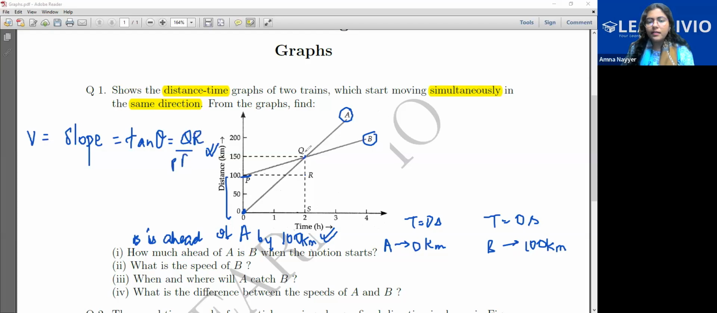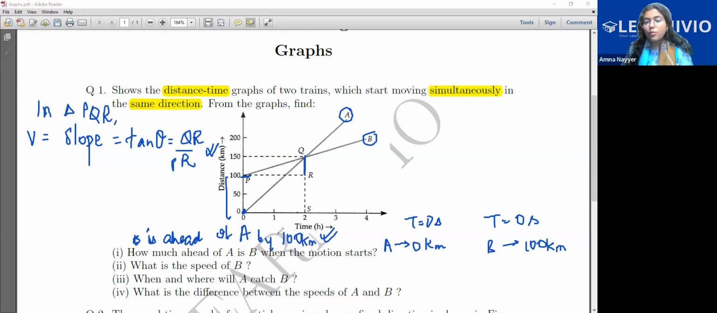Why am I picking this triangle only? Why not this triangle or any other triangle? Because for any other value, the A's value will be 0. We have to choose a point when both the bodies are moving and are covering some distance. Here at this 100, at least in triangle PQR, we have this perpendicular divided by the base.